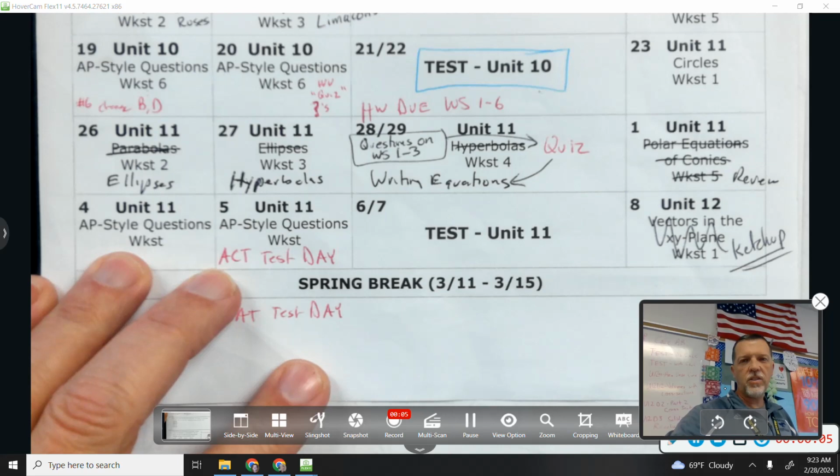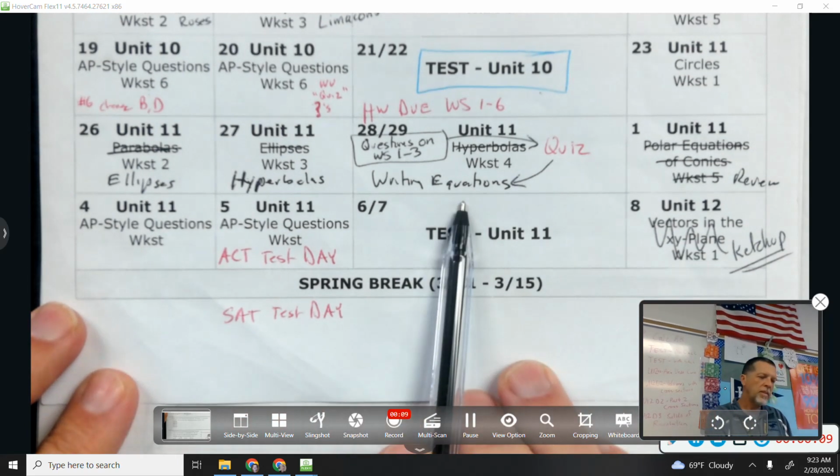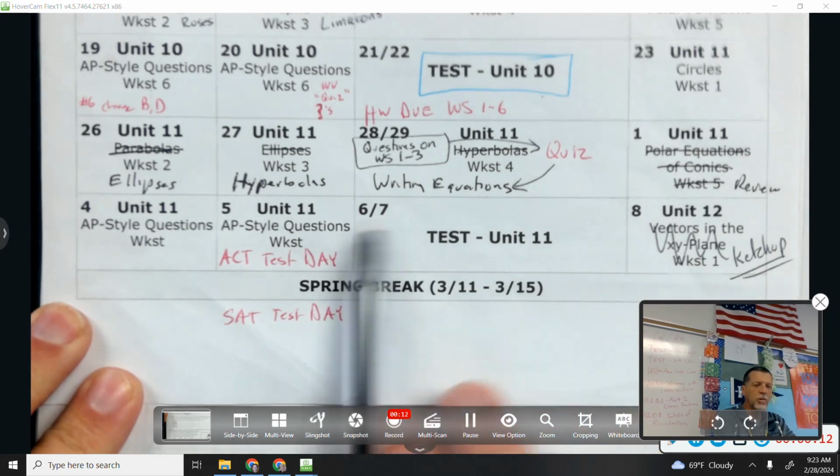So today is block day. We already looked at questions 1 through 3. Now we'll do the notes. And again, no more notes after that.